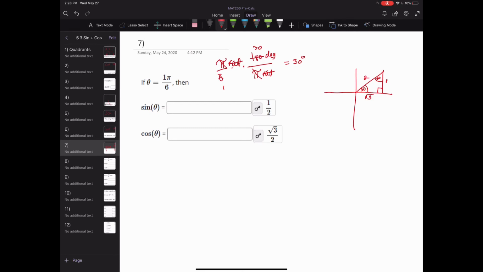So sine of 30 is opposite over hypotenuse. And we know they're all positive here, because it's CAST. They're all positive in this quadrant. So 1 over 2. Cosine of 30 is adjacent over hypotenuse. So that's square root of 3 over 2.